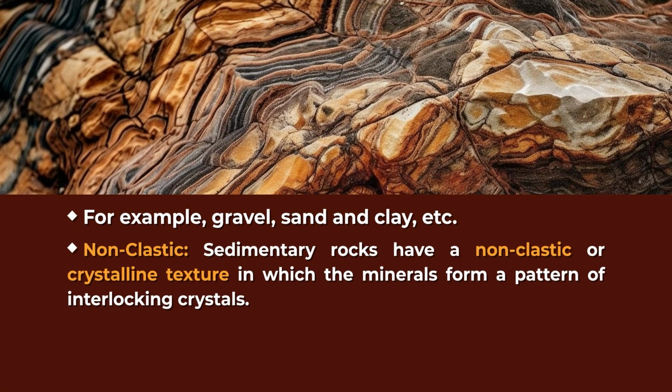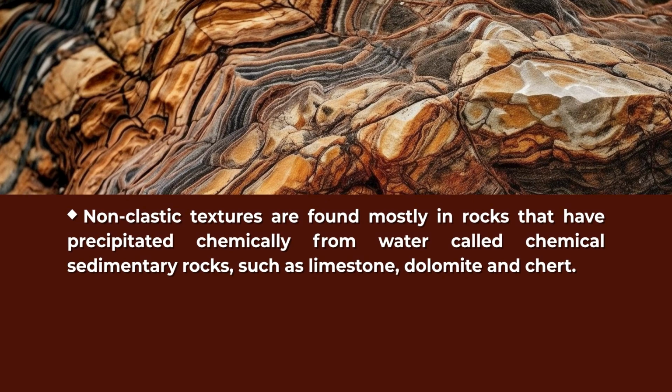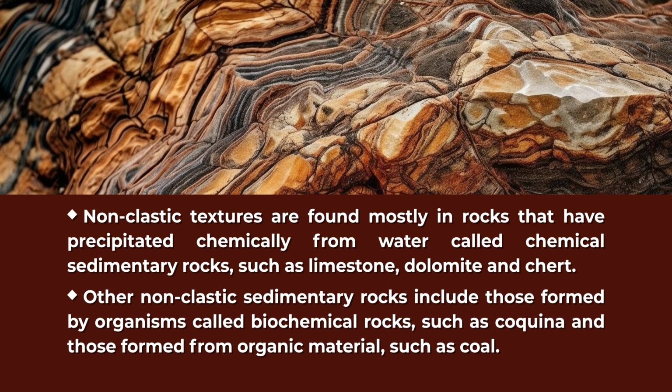Non-clastic sedimentary rocks have non-clastic or crystalline textures, in which the minerals form a pattern of interlocking crystals. Non-clastic textures are found mostly in rocks that have precipitated chemically from water. They are called chemical sedimentary rocks, for example limestone, dolomite and chert. There are also other non-clastic sedimentary rocks that include those formed by organisms. They are called biochemical rocks, for example coquina, and those formed from organic materials, for example coal.